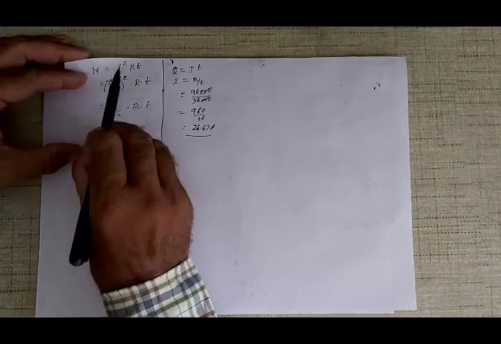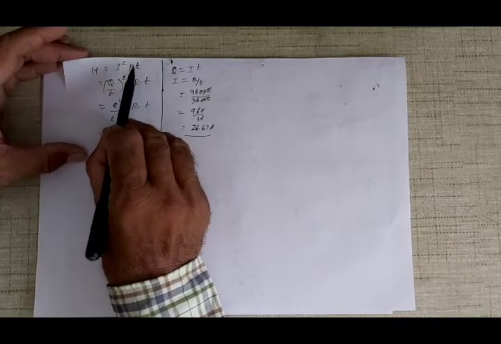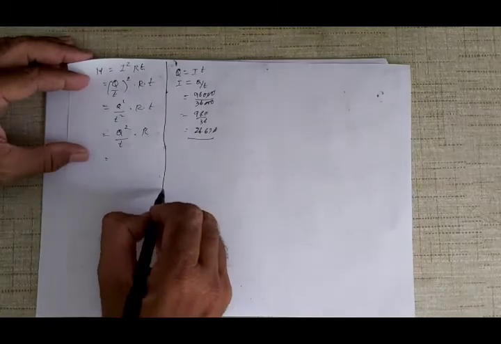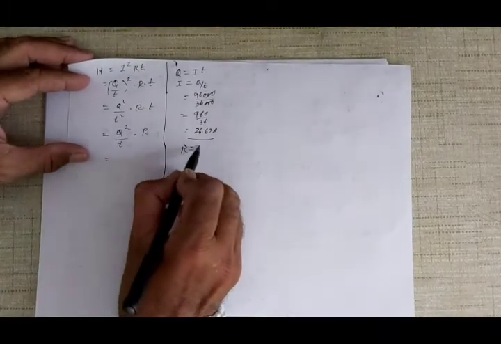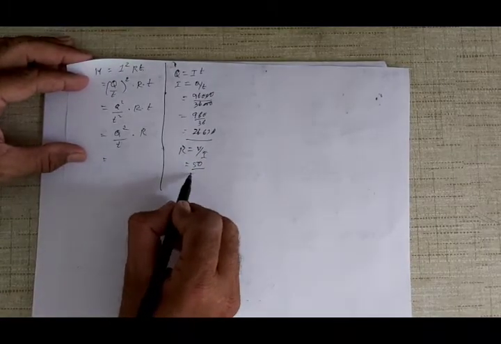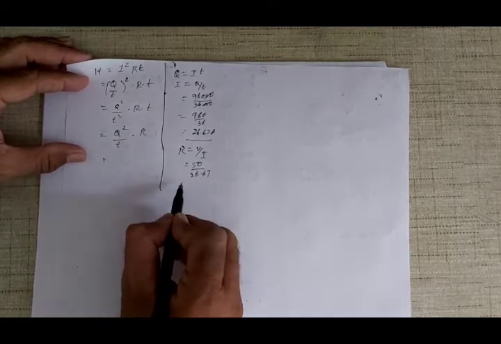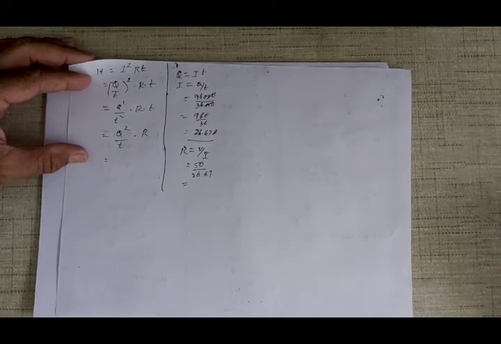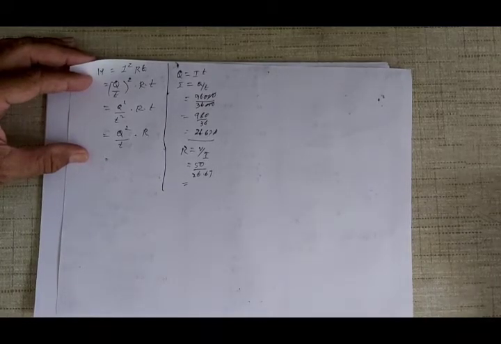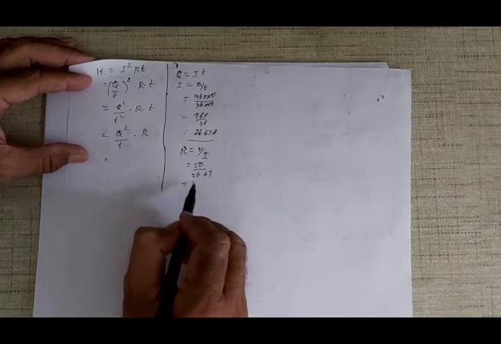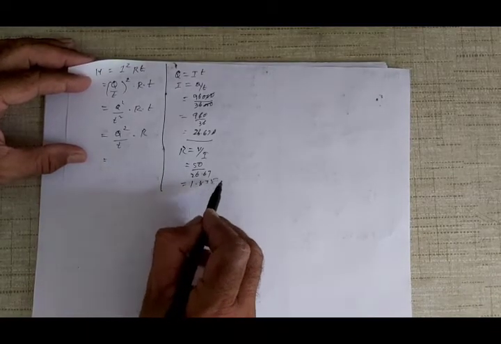Now you got I, you got time, but you don't have resistance. But to find resistance, you need V and I. So we find out resistance. R is equal to V upon I. Voltage is given as 50 and current is now 26.67. So 50 divided by 26.67 and you get 1.8745 or 1.875 ohms.